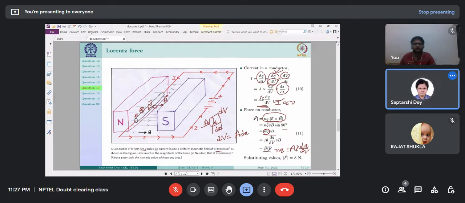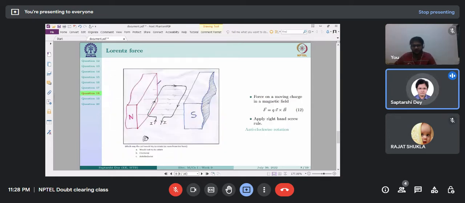So substituting, I get the force to be equal to BIL. Now we can simply substitute these values and get the force as 5 into 2 into 0.8, which is 8 Newton on this conductor, and the force will be upward. We have seen in the last problem.